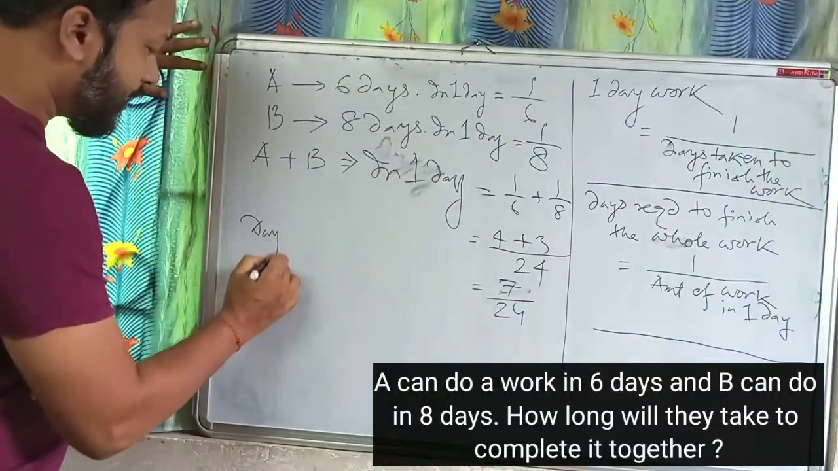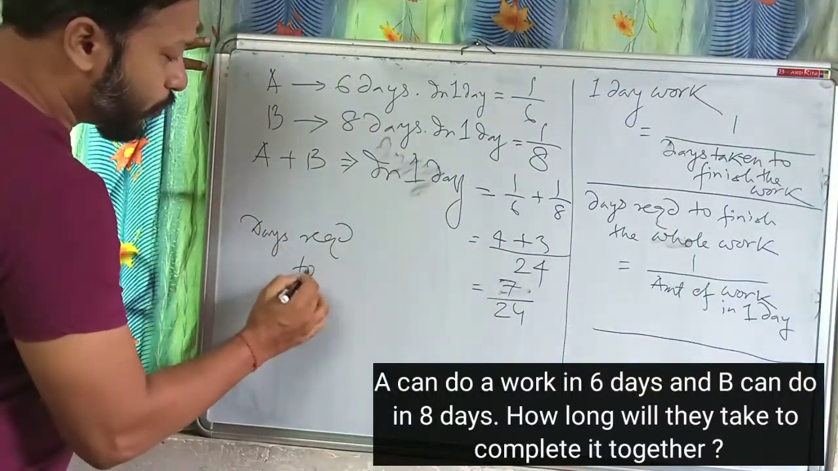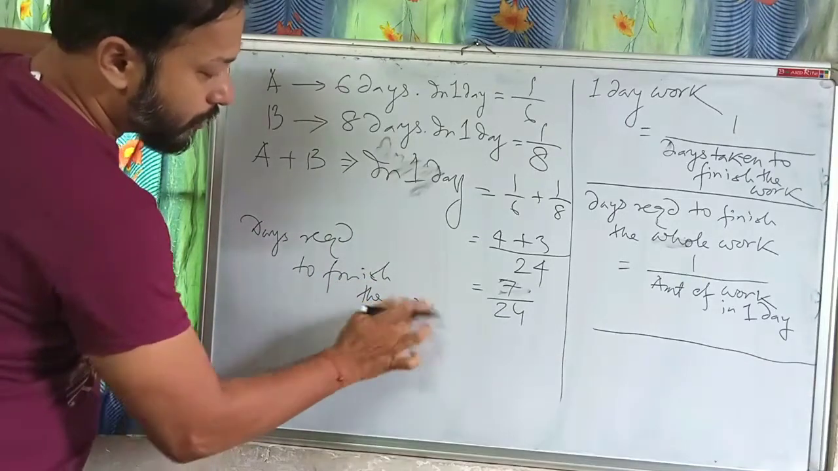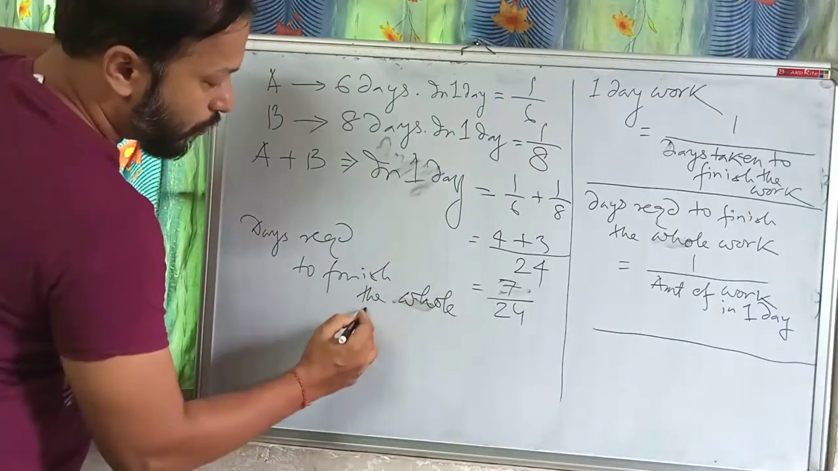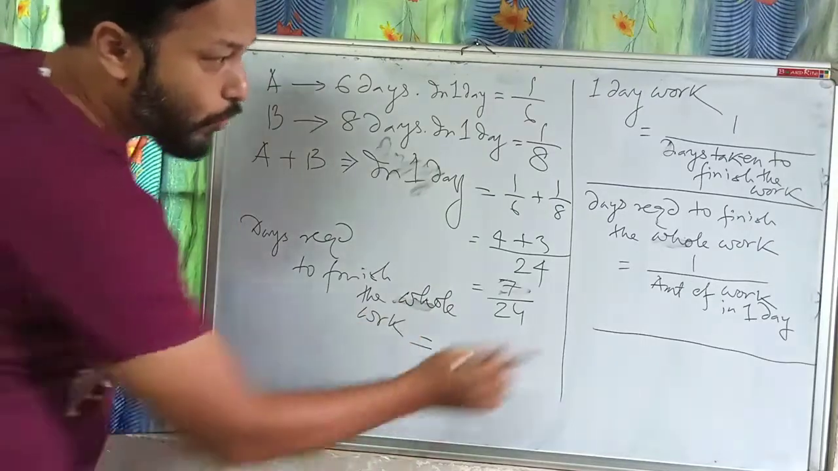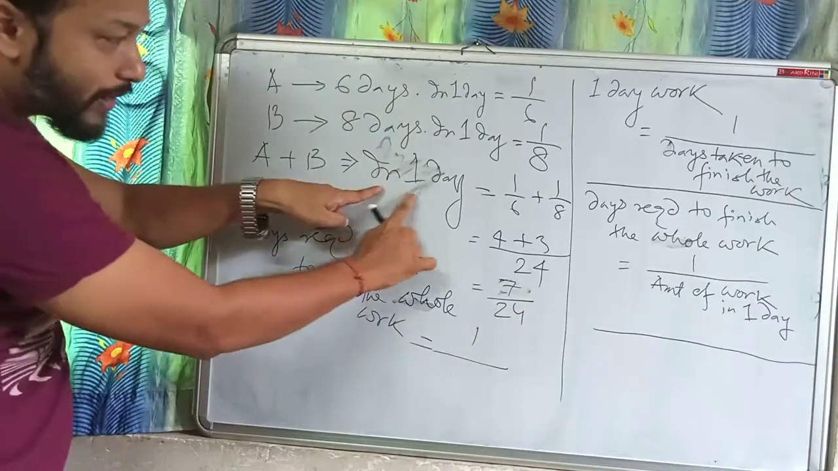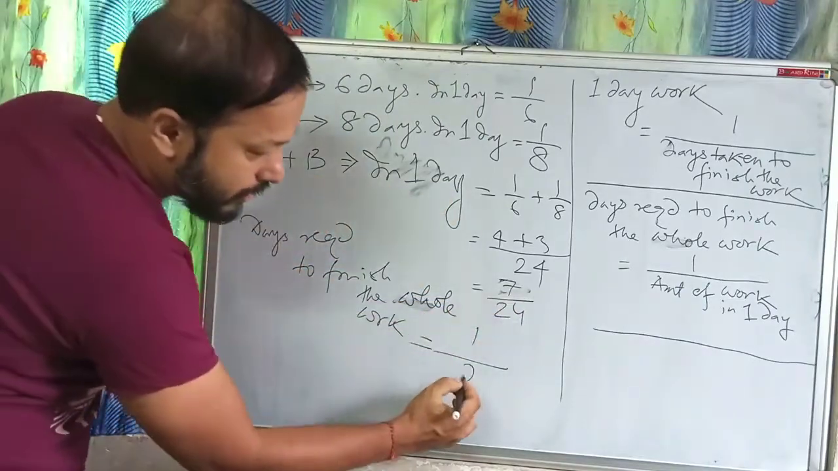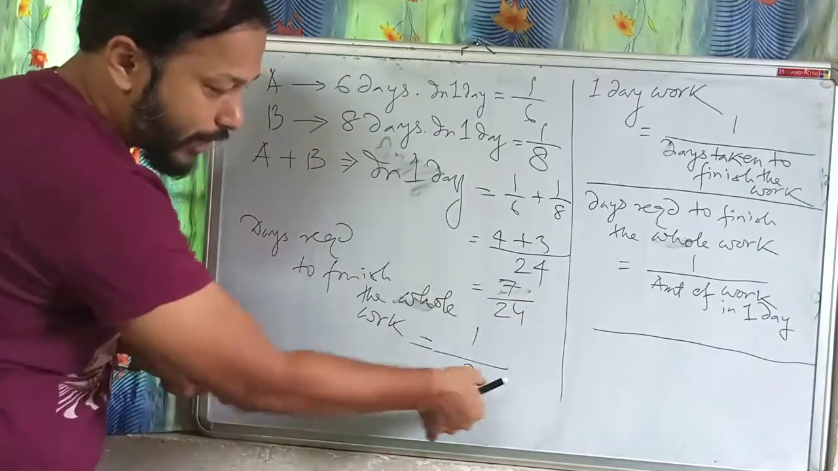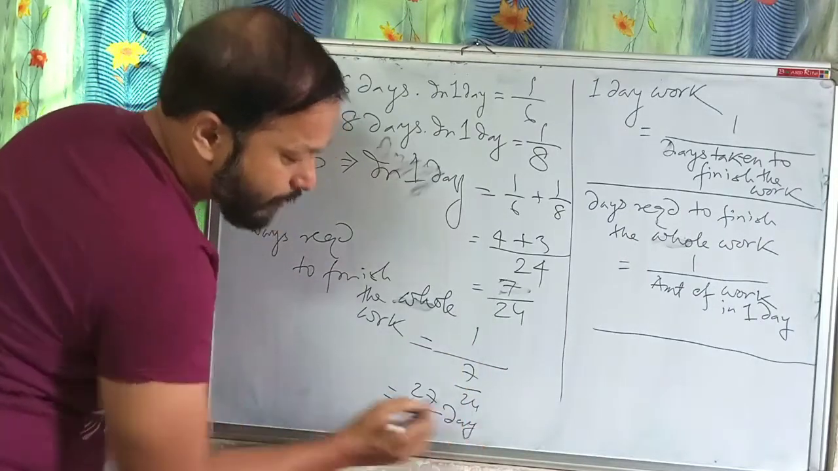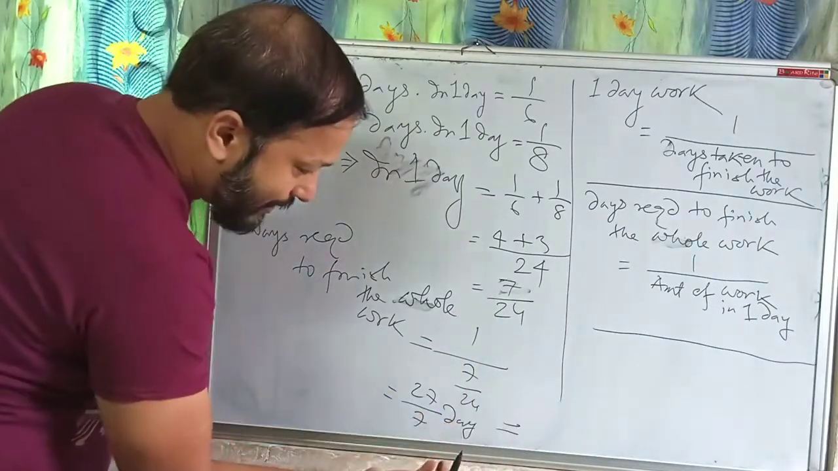Days required to finish the whole work is equal to 1 by the amount of work in one day. What is the amount of work in one day? 7 by 24. So that will be the reciprocal. So 24 by 7 days. Or you can do it like this also.